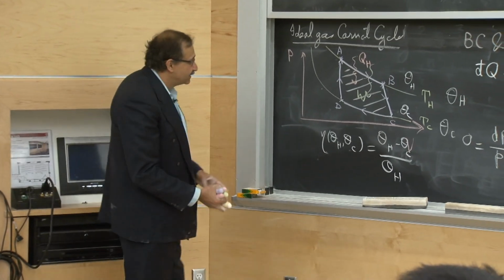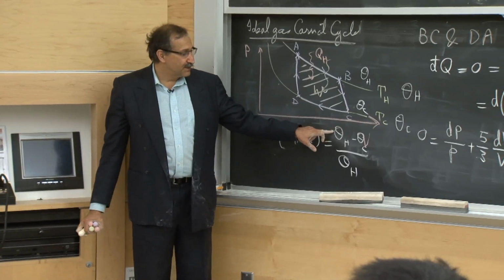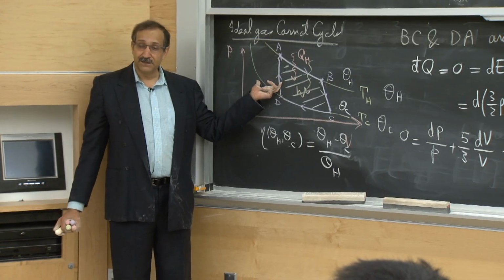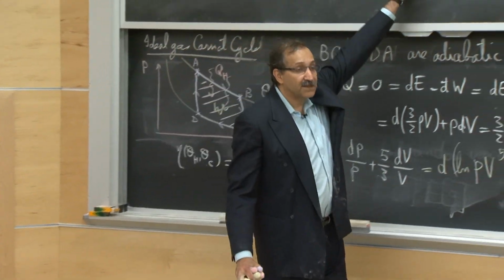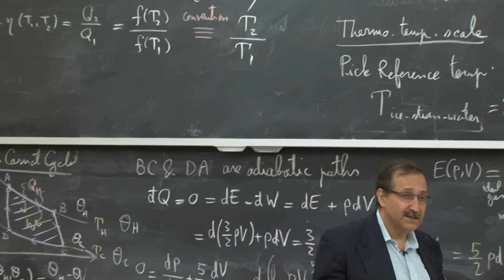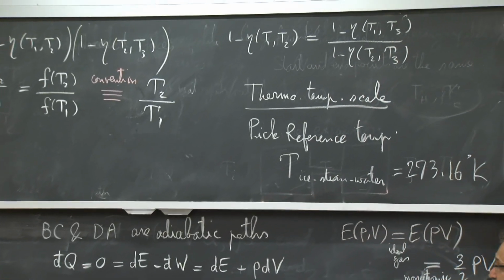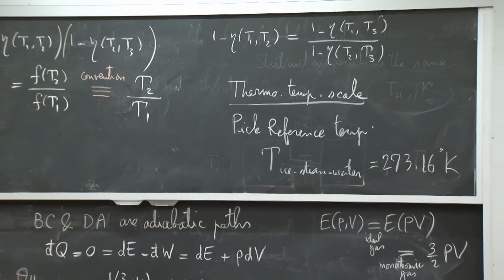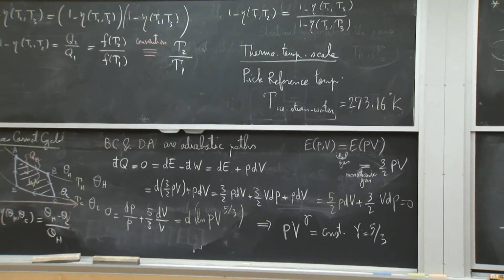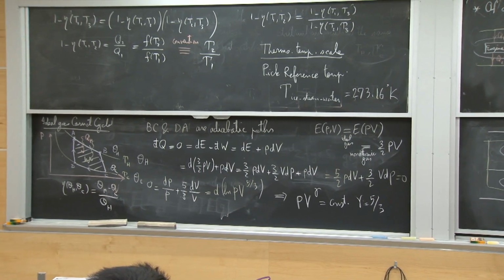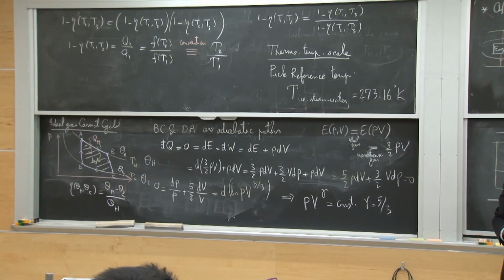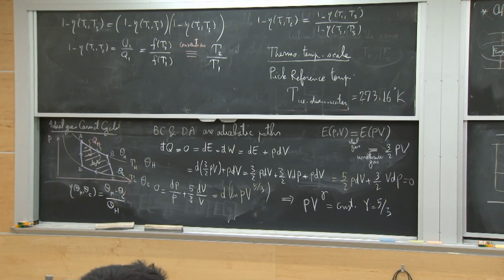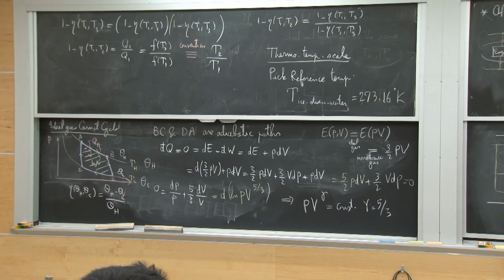So then you can establish that the ratio of theta h to theta c defined through the ideal gas temperature scale is the same as the ratio of the temperatures if you had defined them through the thermodynamic scale. So the two scales, once you set the same point for both of them, become identical. Okay? Other questions? Okay.